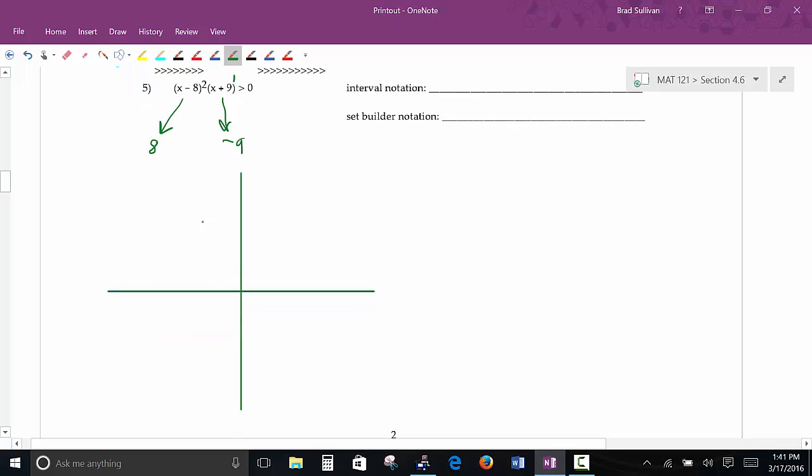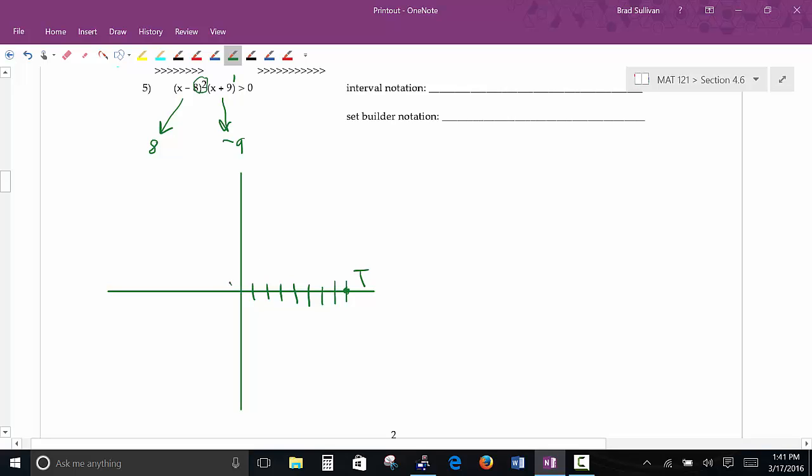All right, so let's go ahead and put this on here. So we're going to go to 8: 1, 2, 3, 4, 5, 6, 7, 8. So we're going to have an x-intercept there. Now the multiplicity is 2. So will it touch or cross? Touch because it's even.